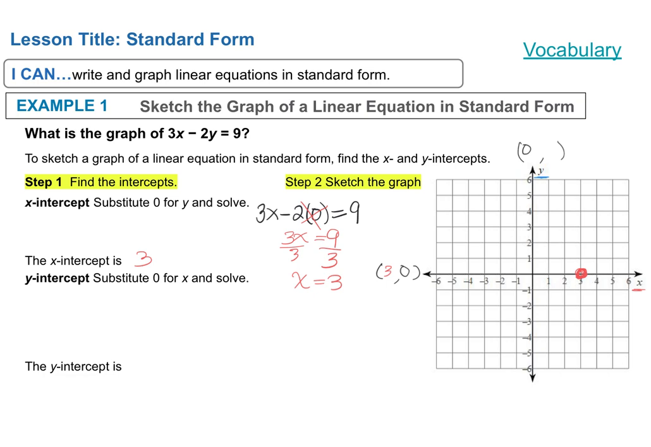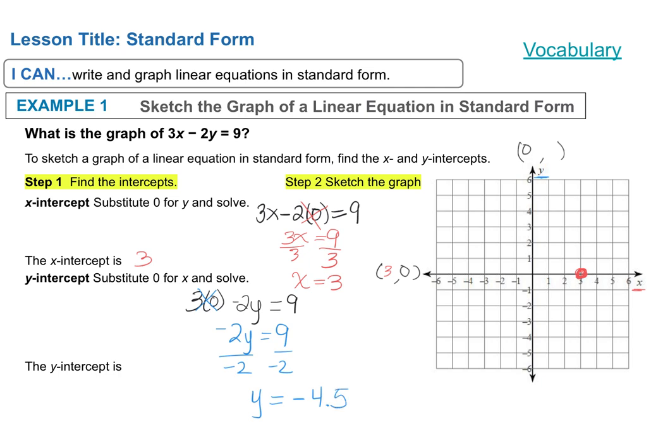Now to find the y-intercept, I need to do the same idea. However, in this case, I will substitute 0 for x and solve. In this case, the 3 term cancels out, so 3 times 0 is 0, meaning I am left with negative 2y equals 9, and I will solve this one-step equation. In some cases, you will not end up with a nice whole number, so you can leave it as a fraction or turn it into a decimal. So 9 divided by negative 2 is the same thing as negative 4.5.